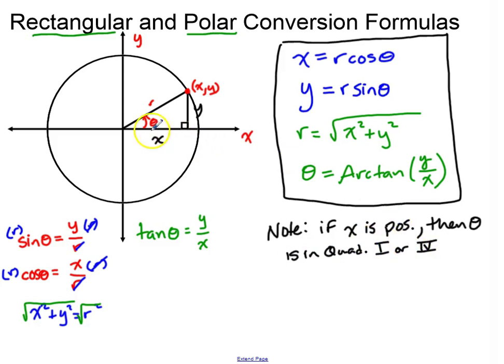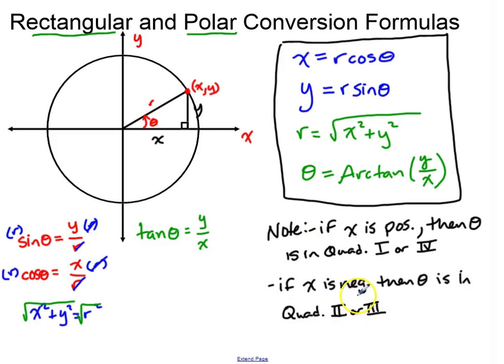So if x is positive, then we're obviously speaking about an angle in quadrant 1 or 4. So if x is negative, theta's got to be in the 2nd or 3rd quadrant, right, because we're over here. However, you may need to add 180 degrees to the angle, okay? And we'll see this come up in our example. All right, so that's our background.